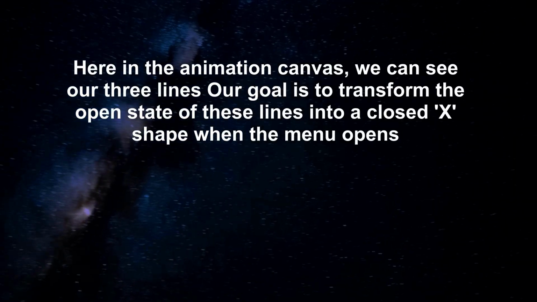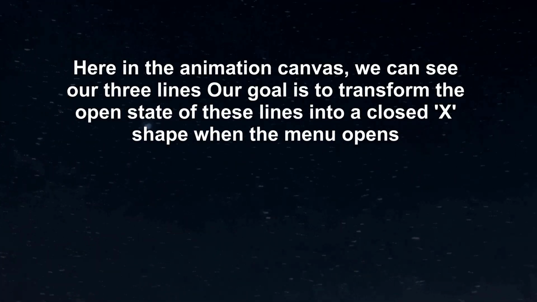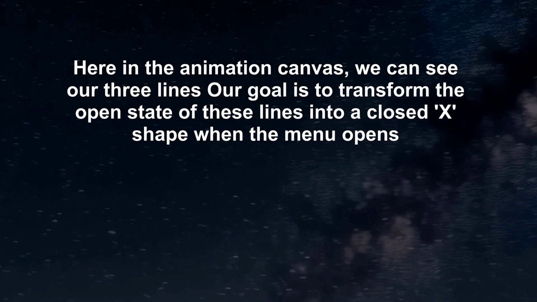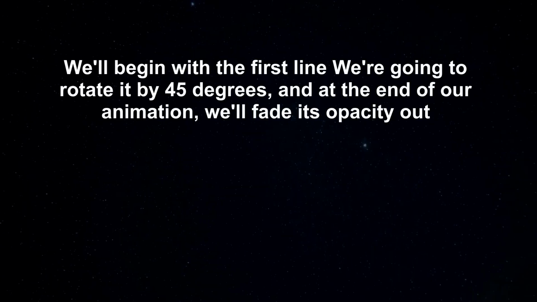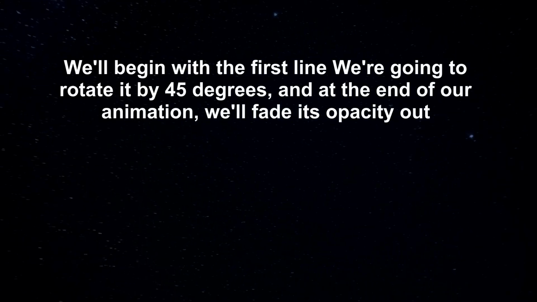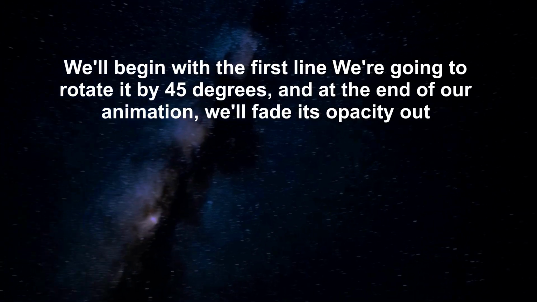Here in the animation canvas, we can see our 3 lines. Our goal is to transform the open state of these lines into a closed X shape when the menu opens. We'll begin with the first line. We're going to rotate it by 45 degrees, and at the end of our animation, we'll fade its opacity out.